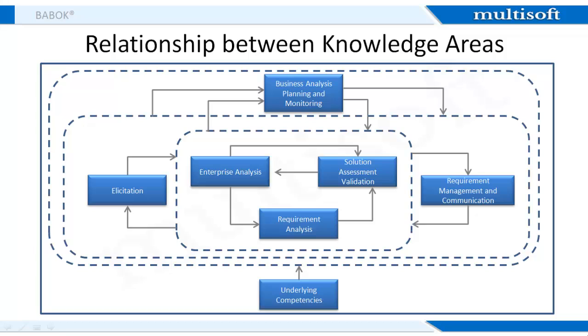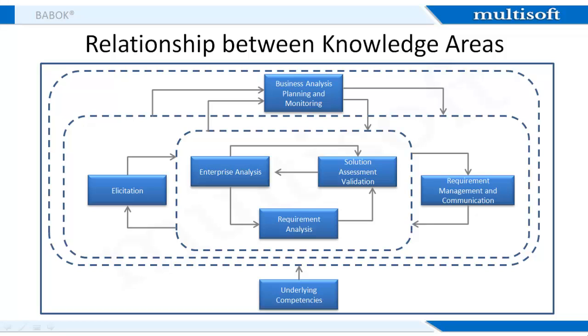Moving on to the relationship between the knowledge areas. The diagram on the screen depicts that the various knowledge areas are interlinked to each other. Business analysts are likely to perform tasks from all knowledge areas in rapid succession, or iteratively, or even simultaneously. Tasks may be performed in any order as long as the required inputs are available. Knowledge areas in no way represent phases in a project.